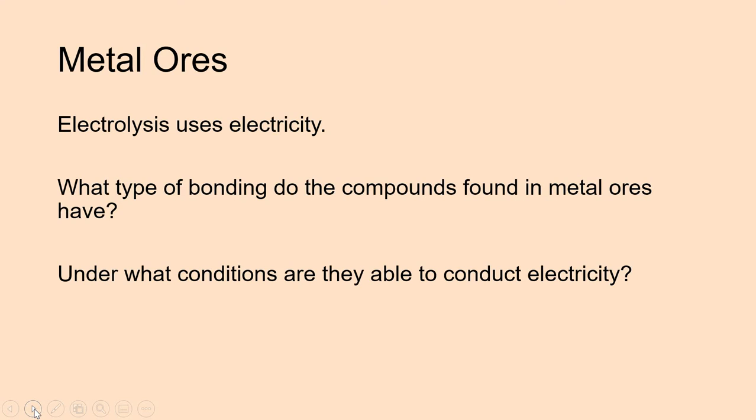What type of bonding do the compounds found in metal ores have? Metal ores are made up of a metal and a non-metal. Can you remember which type of bonding this is? It's ionic bonding. And under which conditions can ionic compounds conduct electricity? Ionic compounds can only conduct electricity when they are molten, which is when they're melted to become a liquid, or when they are dissolved in an aqueous solution.